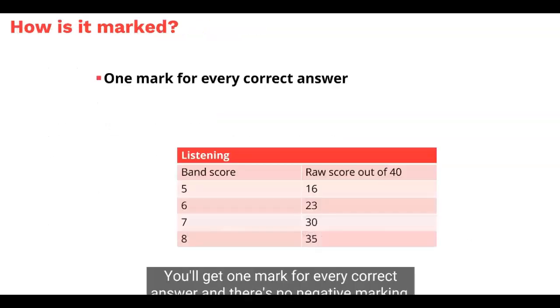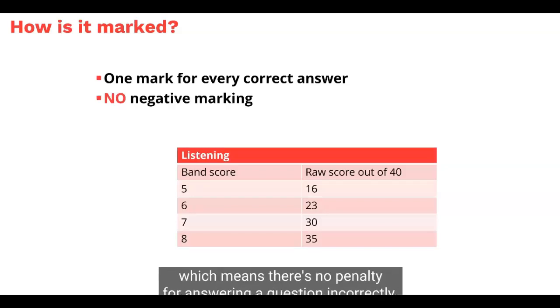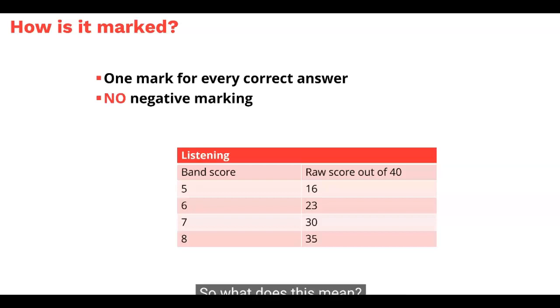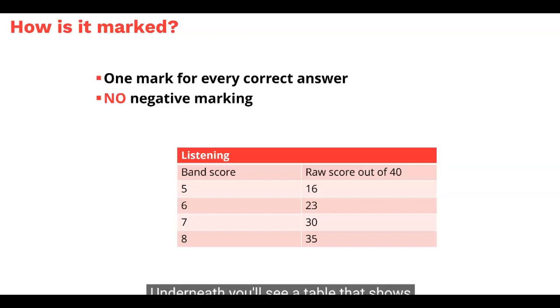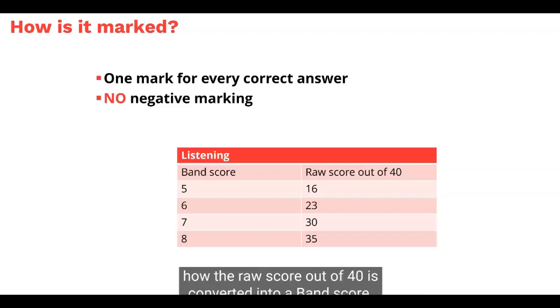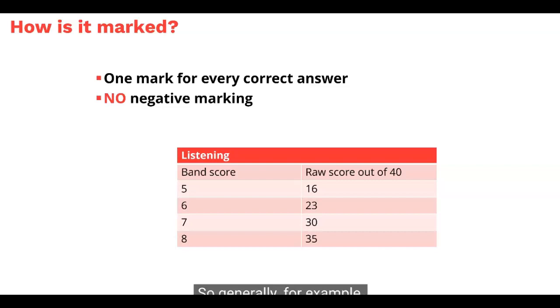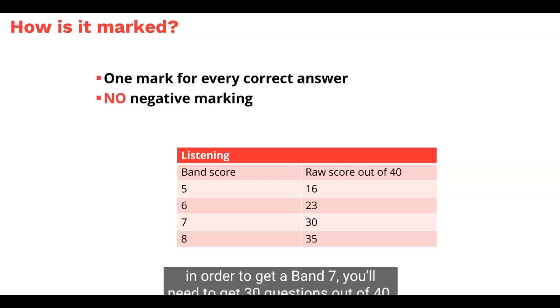How is it marked? You'll get 1 mark for every correct answer, and there's no negative marking, which means there's no penalty for answering a question incorrectly. So what does this mean? Basically, it means you should never leave a question unanswered. Because there's no penalty, you might as well guess, even if you're unsure. Underneath, you'll see a table that shows how the raw score out of 40 is converted into a band score. So generally, for example, in order to get a band 7, you'll need to get 30 questions out of 40.